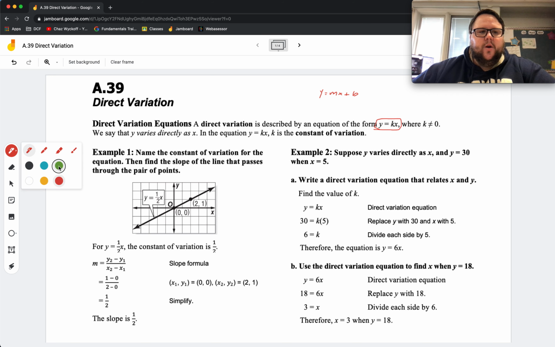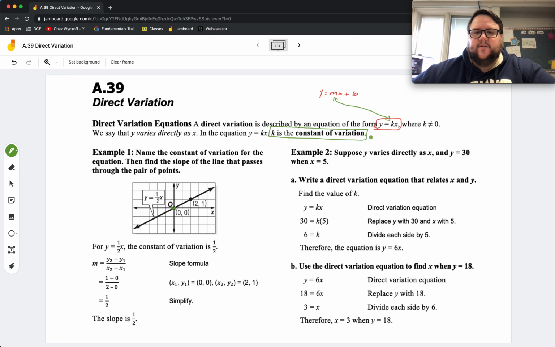If you remember, the slope is m, and that's going to correlate with the k in direct variation. The only difference between these is that there is no y-intercept listed, meaning that it goes through (0, 0). So all direct variations have to go through the origin. All direct variations are going to be y equals kx. We say that y varies directly as x. In the equation y equals kx, k is the constant of variation.